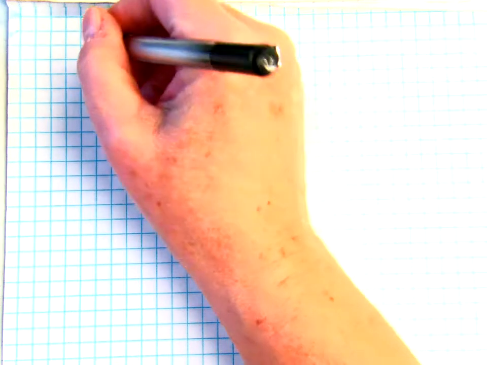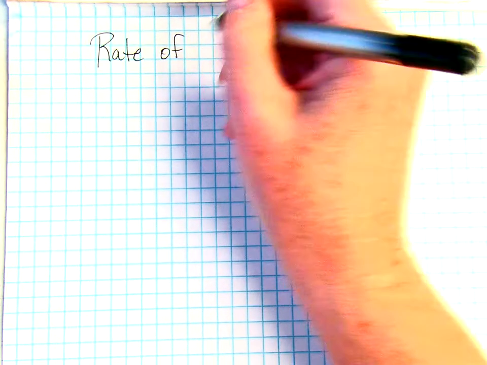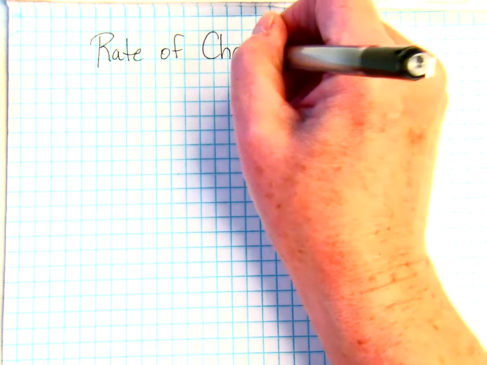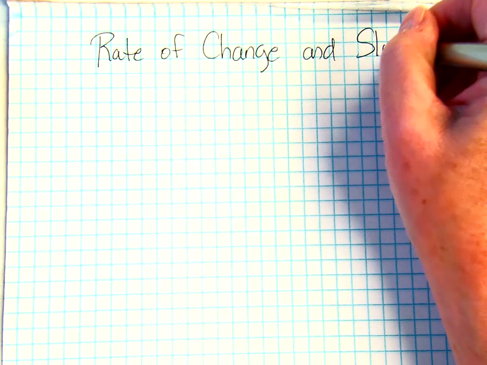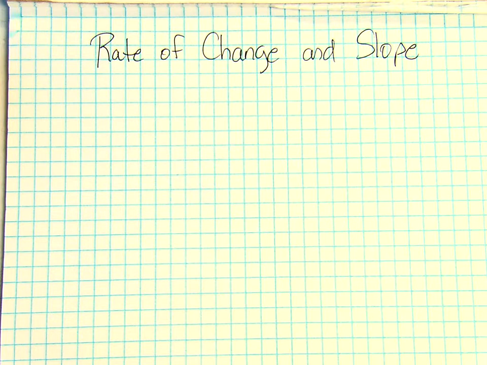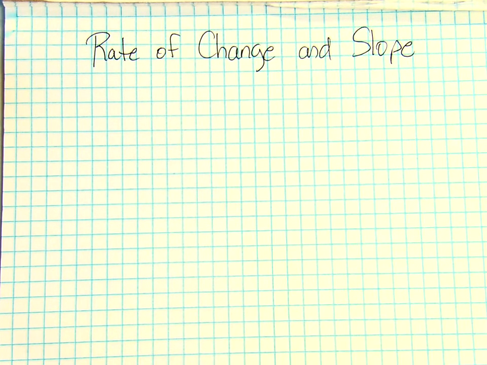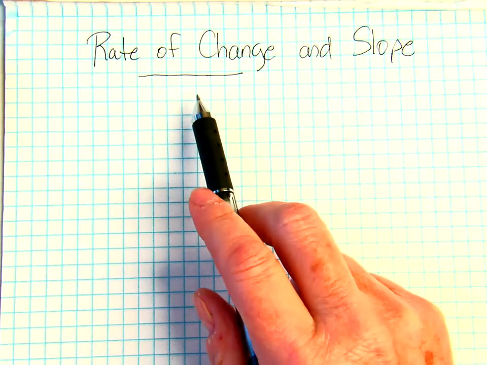Okay, so today we're going to talk about rate of change and slope. We talk about both of these together because they actually are exactly the same thing.